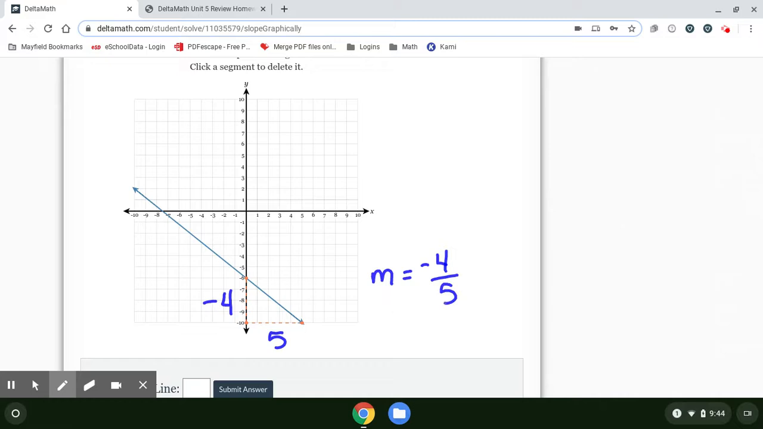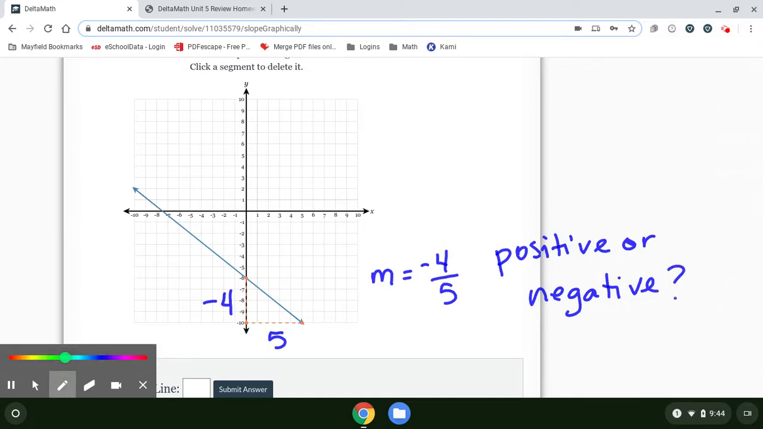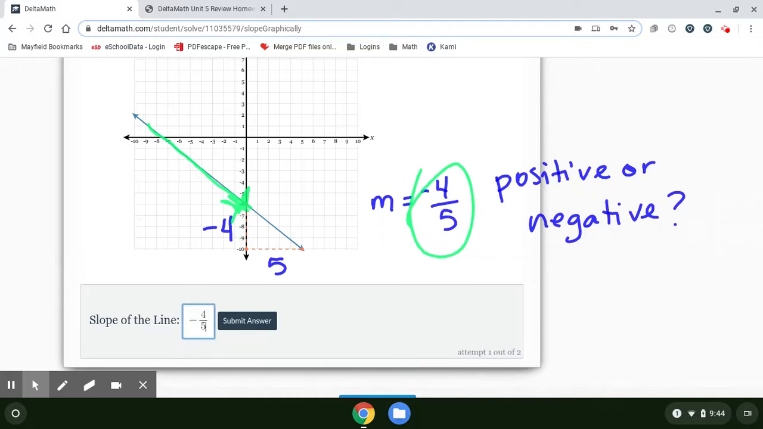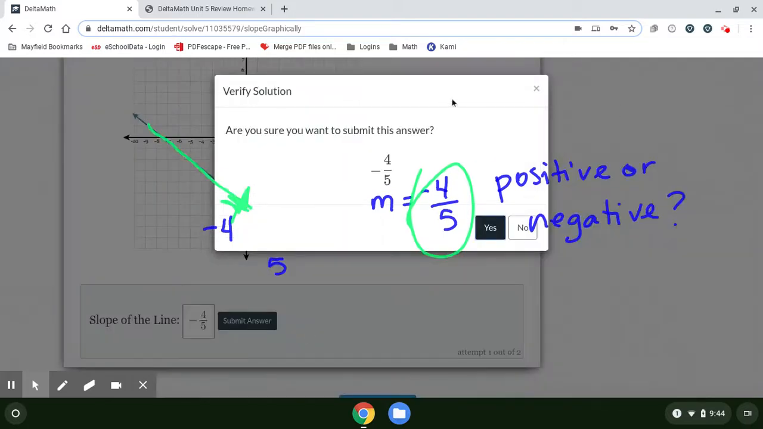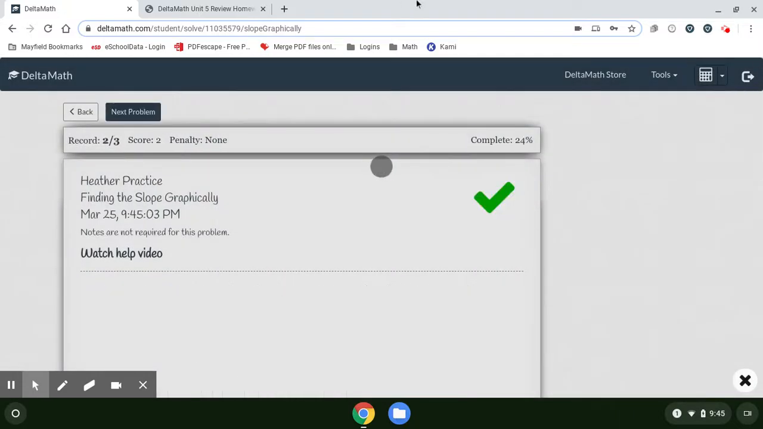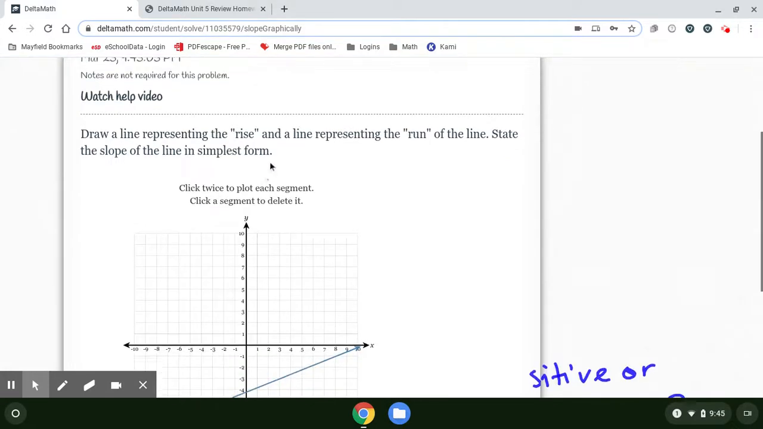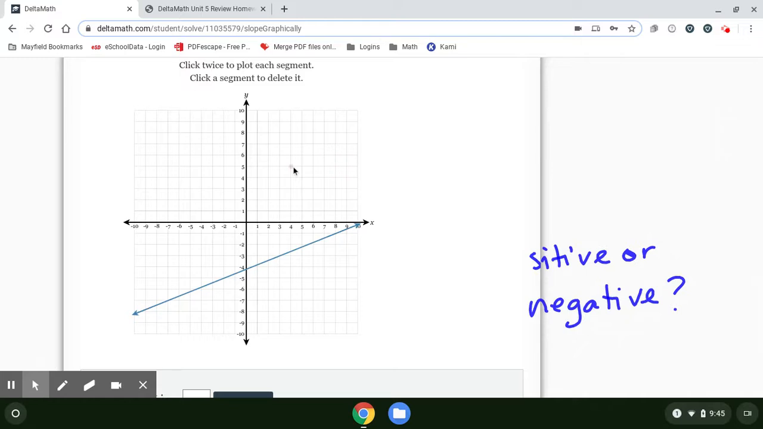Same thing at the end, I can ask myself, is it positive or negative? When I look at my line, I can see that it's definitely going downhill, so it should be negative. My answer is negative, so I am most likely right with my slope. So I'm going to put that in, negative 4 over 5, and submit answer. Since we haven't had a positive slope, I'm going to just do one more.